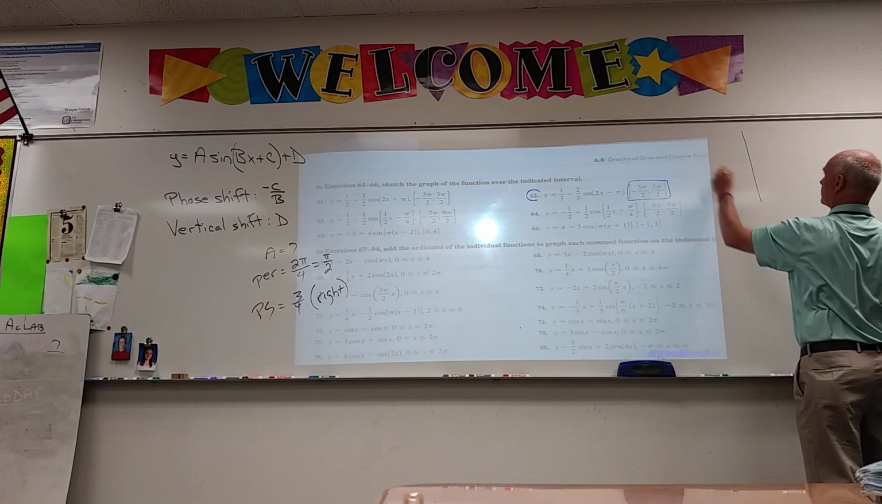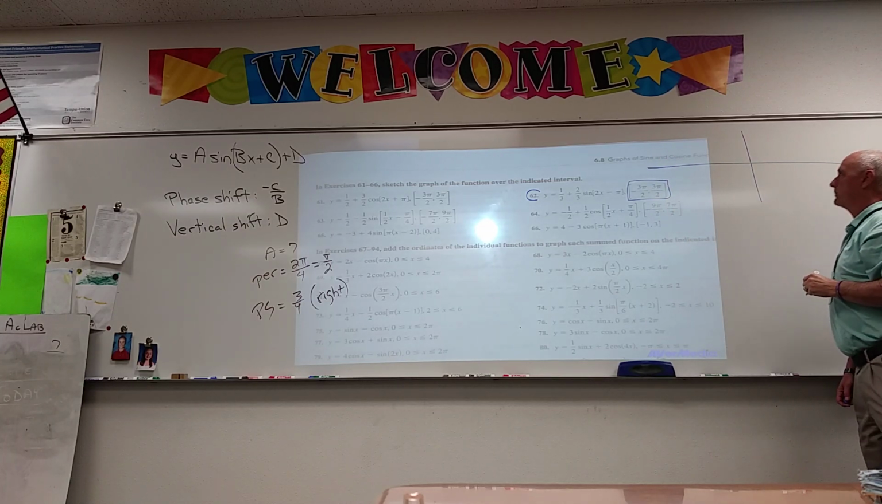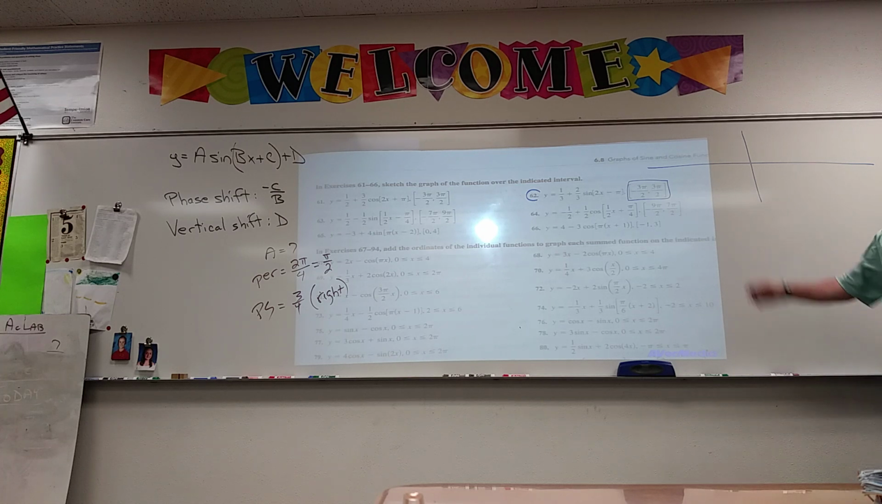So, what does that mean if it's a sine graph? Starts at zero. Let's wait to graph it for a minute. Let's get the information first. So it is a sine graph. What else do we know?